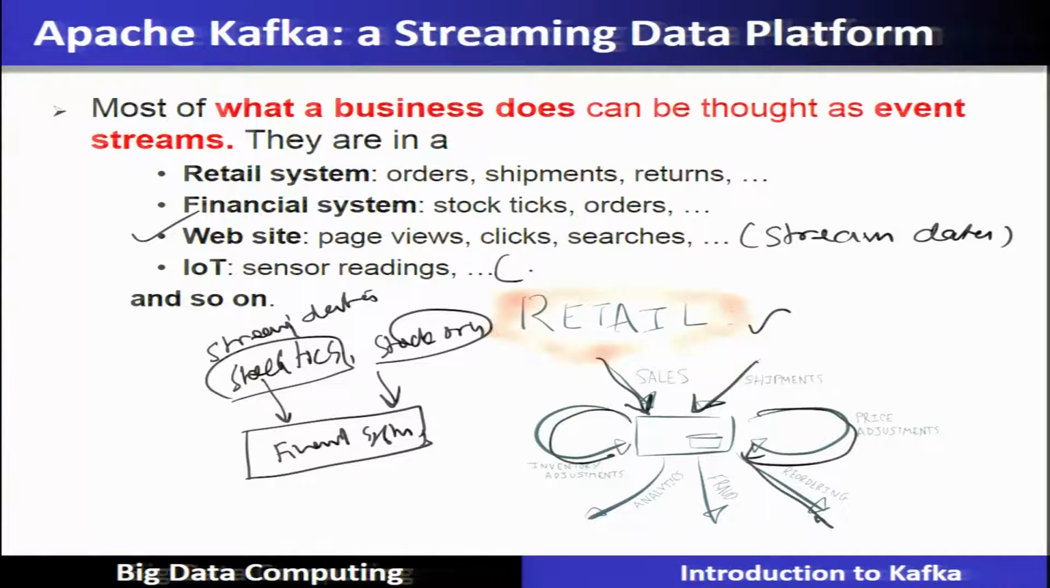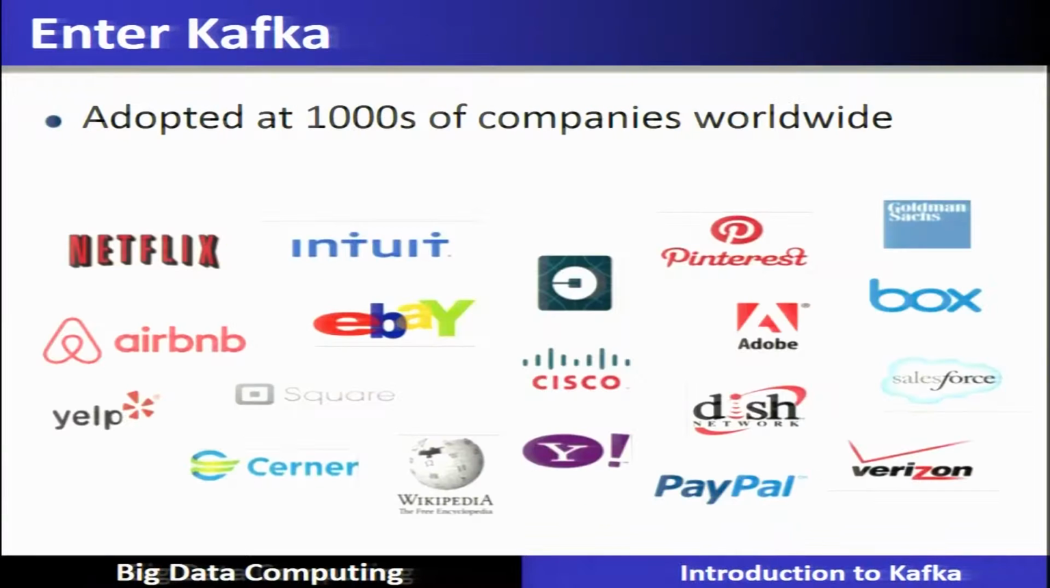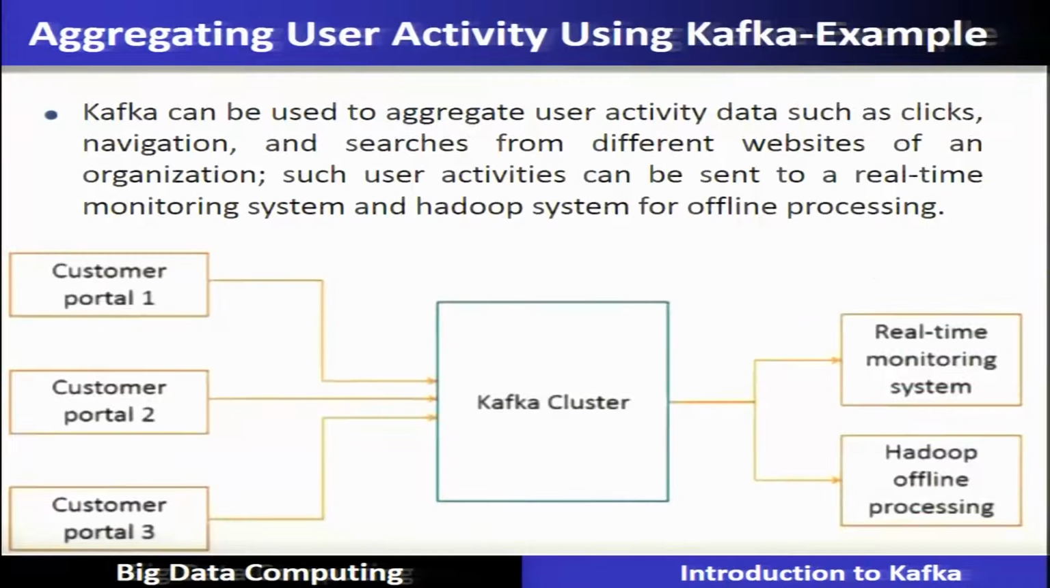IoT devices, wherein the sensors take readings and generate event streams out of this IoT sensor data, are also one of the streaming data sources supported in Kafka. We see here that more than 1000 different companies worldwide use Kafka in some form or the other, such as Netflix, eBay, Adobe, Cisco, and so on. All these big data companies use Kafka in some form of analysis and computations.